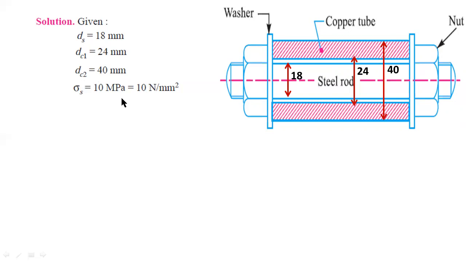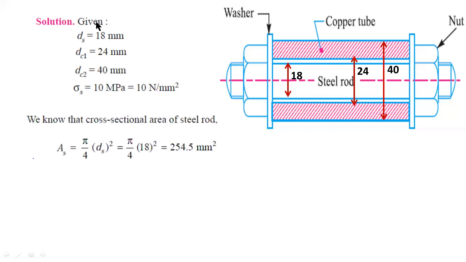Already we know the value of stress induced in the steel tube. This value is already given in our problem: sigma s equal to 10 megapascal. That is the stress induced in the steel tube, equal to 10 megapascal. So by using these details, you have to find out the stress induced in the copper tube. You have to find out the value of stress induced in the copper tube.